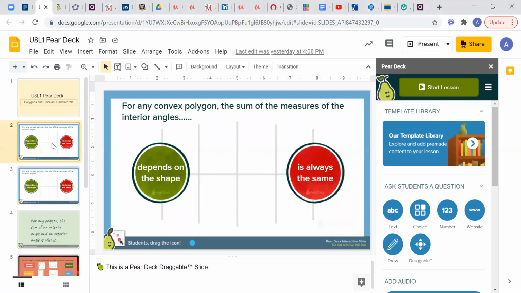If n is 3, it's going to be n minus 2 times 180. If n is 10, 10 minus 2 times 180. If n is 1 million, 1 million minus 2 times 180. So it depends on the shape.